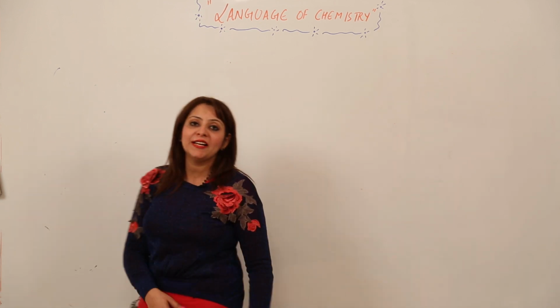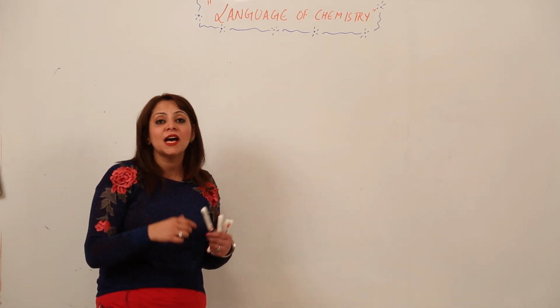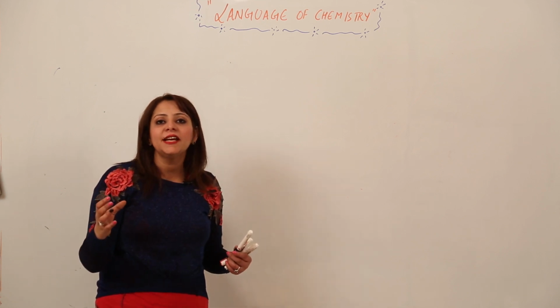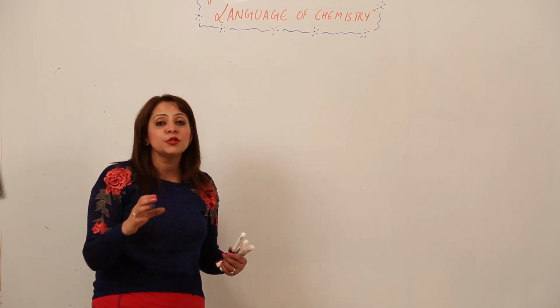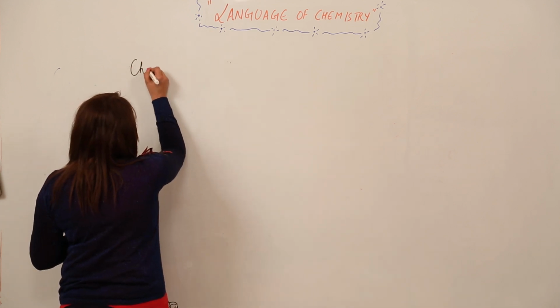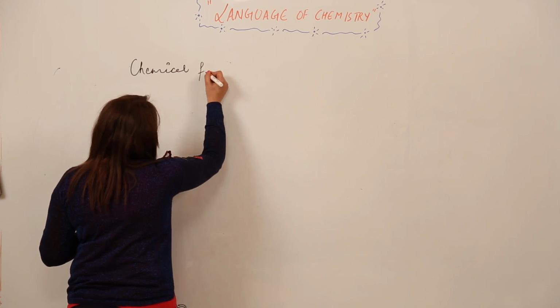So just look at the board. I'm telling you the rules for how you can write chemical formulas, how you can randomly say the formula of a compound, but you don't need to cram it, right? Just look at the board, and once you are thorough with the procedure, it won't be a tough task for you.